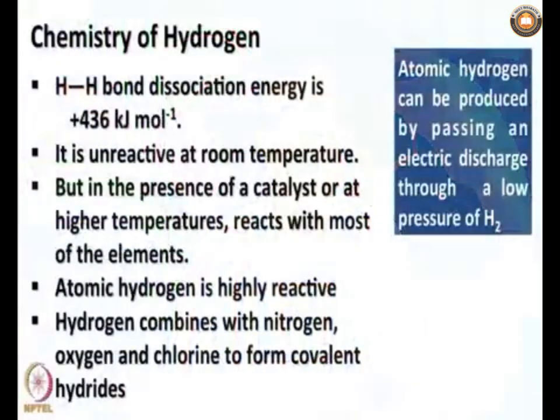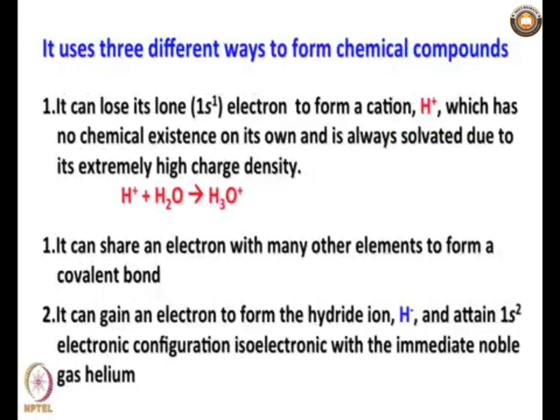And atomic hydrogen is highly reactive, and hydrogen combines with nitrogen, oxygen and chlorine to form covalent hydrides. Atomic hydrogen can be produced by passing an electric discharge through hydrogen at low pressure. It uses three different ways to form chemical bonds.